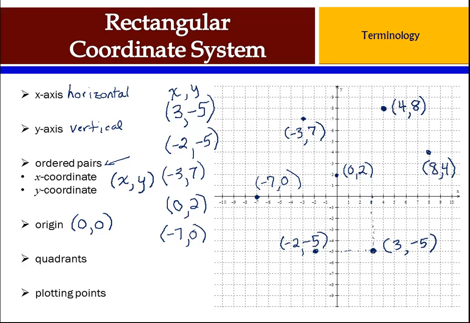So in order to plot points, generally speaking, you can just start at the origin, look at your first coordinate or your x-coordinate, decide if you should go to the right or the left, depending on if it's positive or negative, or if it's 0, do not move in either direction, and then look at the y-coordinate to decide if you should move up or down.